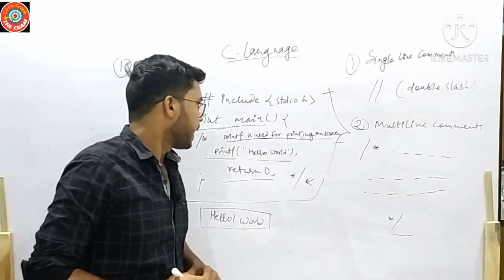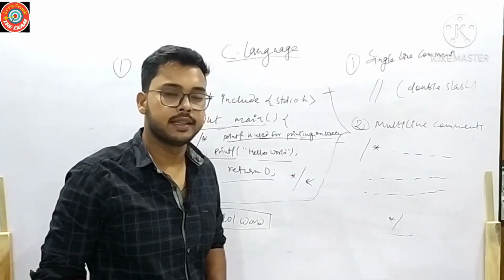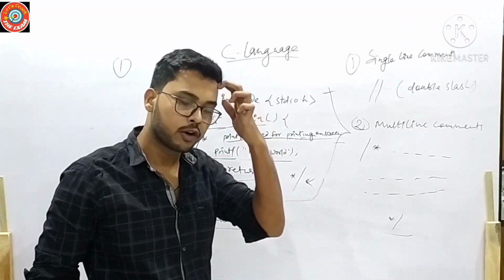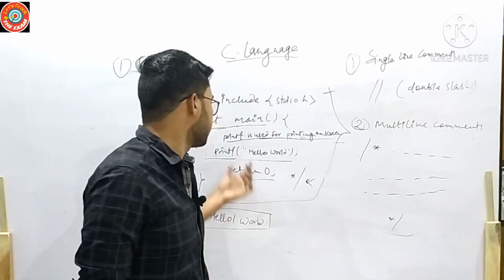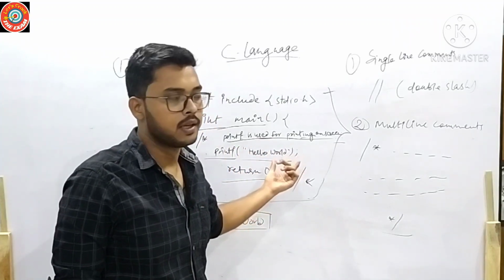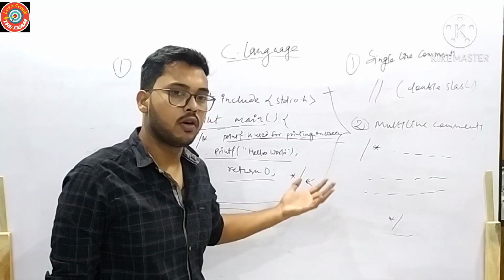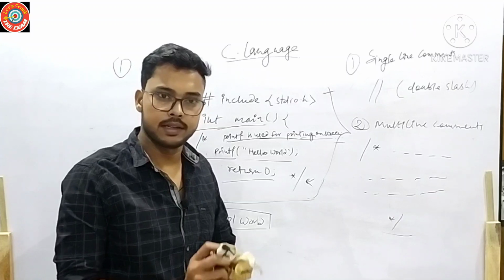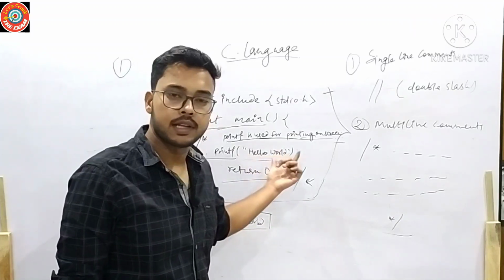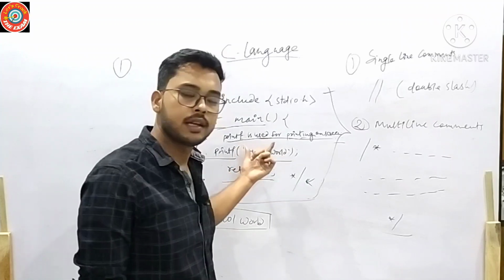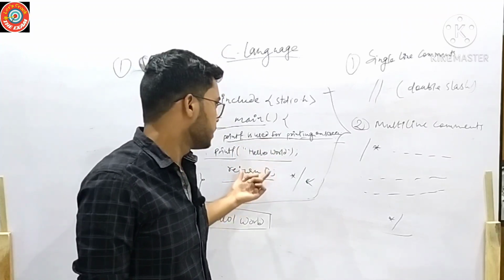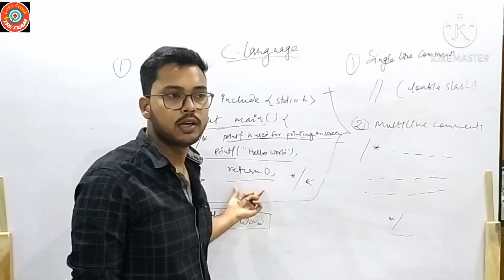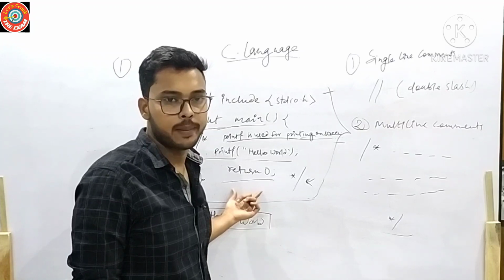So anything in a comment, the compiler will not execute. Whatever is written inside a comment, the compiler will skip the commented out part. The compiler will run only the part that is not commented out.